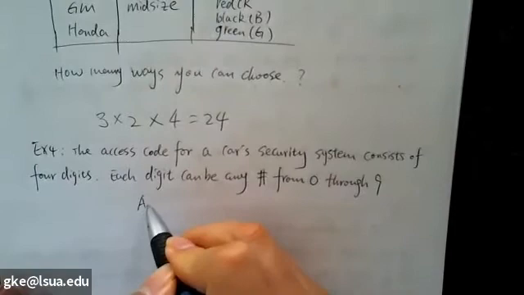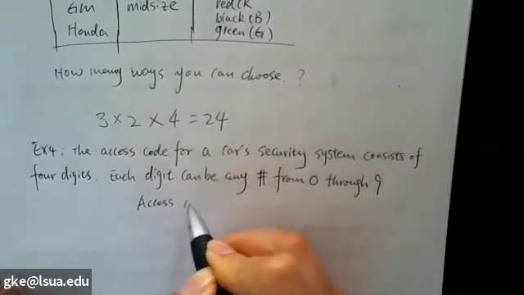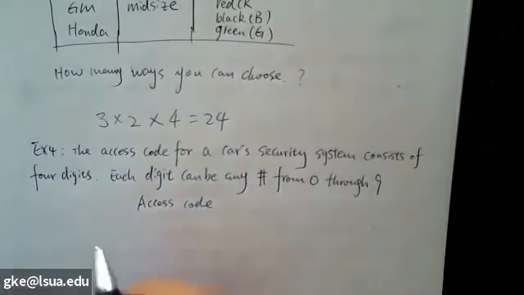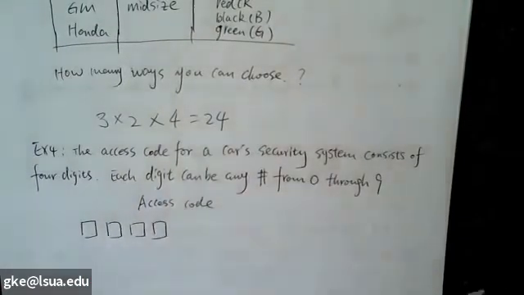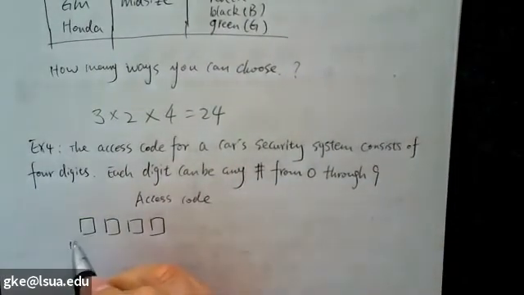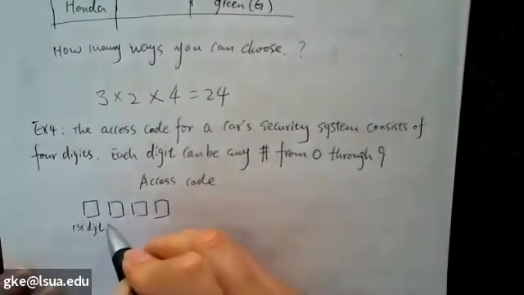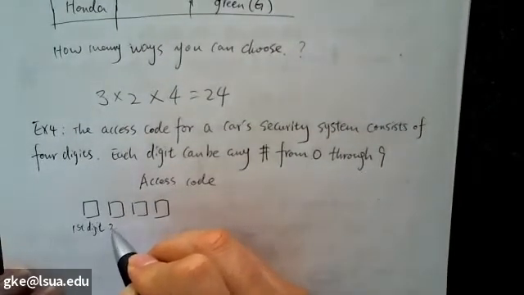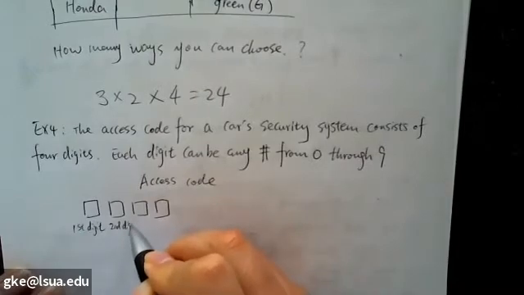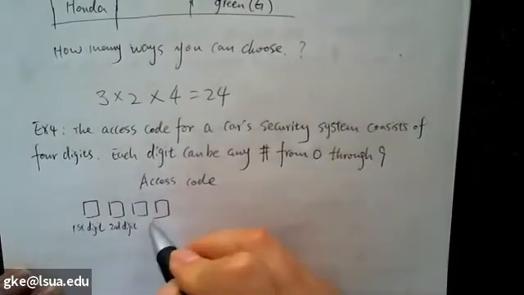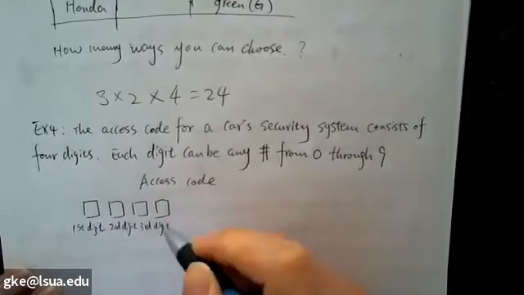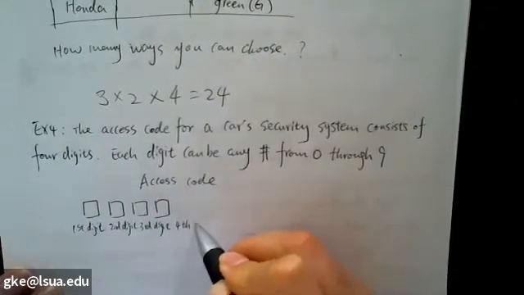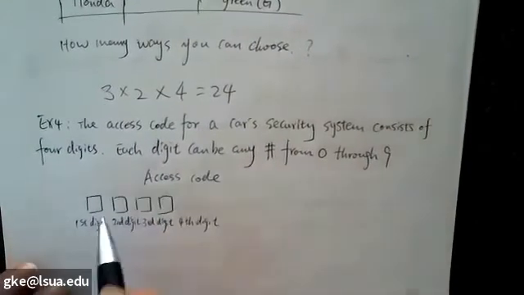Okay. We have 4 access code digits. The easiest way for you guys to do is draw 4 boxes. Okay, 4 boxes. And the first one is the first digit. And second digit. And third digit. And the fourth digit. Okay, 1, 2, 3, 4.